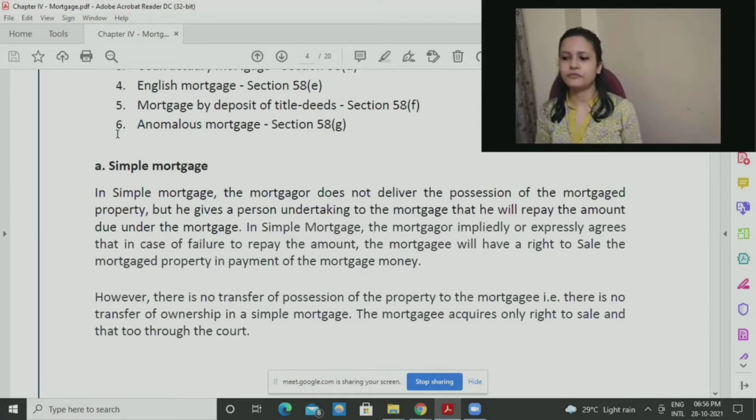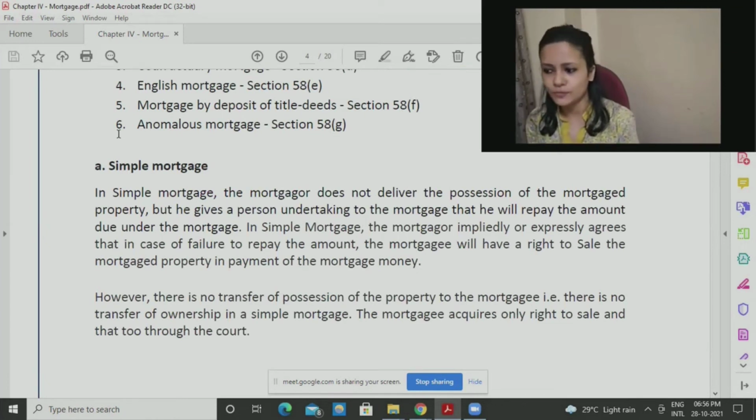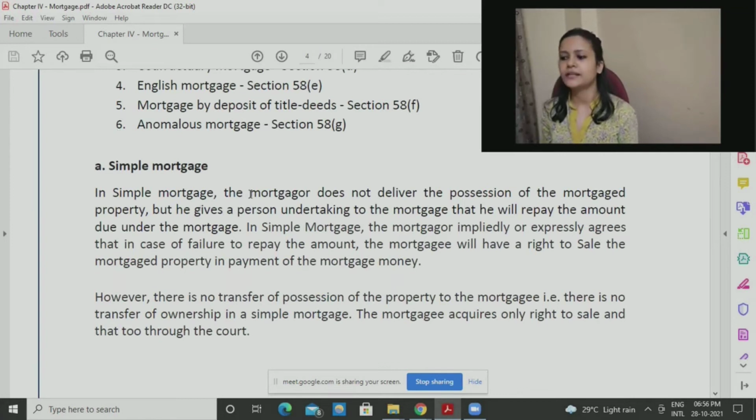Now, what are these different types of mortgage that we have? First one is simple mortgage, defined under section 58 clause B. So simple mortgage is where the mortgager, as in the owner of the property, does not deliver possession of the mortgaged property. So yes, he is taking a loan, he has an immovable property, but he will not deliver possession of the mortgaged property. He will not transfer possession of the property to another person while taking the loan.